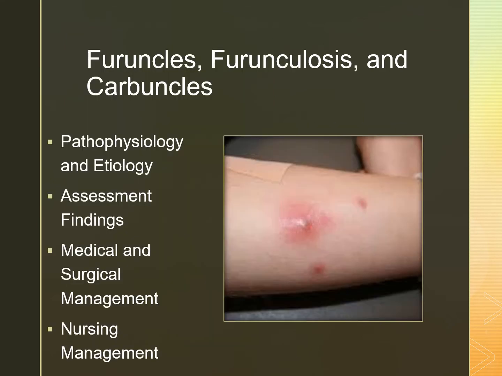A furuncle is a boil. Multiple boils is furunculosis, and a carbuncle is a group of boils in which we have pus draining. These are caused by skin infections, also associated with diabetes mellitus. These clients have a painful pustule that's surrounded by erythema, fever, anorexia, weakness, and malaise.